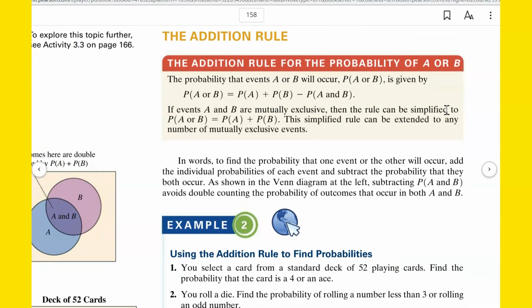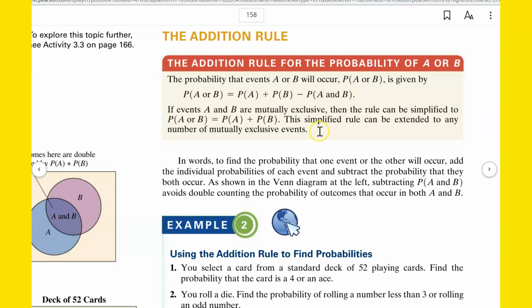All right, so the addition rule. The probability that events A or B will occur, so one thing is going to happen, it's going to be either A or B, is given by: probability of A or B is equal to the probability of A plus the probability of B minus the probability of A and B. If the events are mutually exclusive, then the rule simplifies to: probability of A or B is simply probability of A plus probability of B. Why? Because if they are mutually exclusive, then the probability of A and B both occurring at the same time is 0. So you would just be subtracting 0.